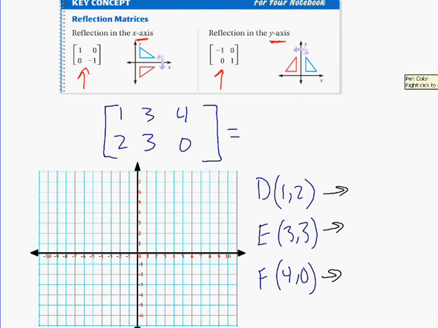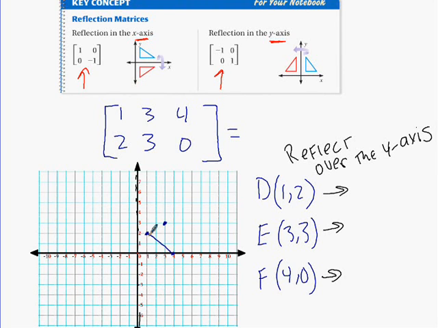So let's reflect over the y-axis. Okay, so the y-axis is going to be right here. We're going to reflect over that. Let's draw our points so we can kind of see what's going on. We have 1, 2, we have 3, 3, and we have 4, 0. So we have this triangle right here. We have D, E, and we have F. We're going to make D prime, E prime, and F prime. How are we going to do that? We are going to multiply it by this matrix right here.